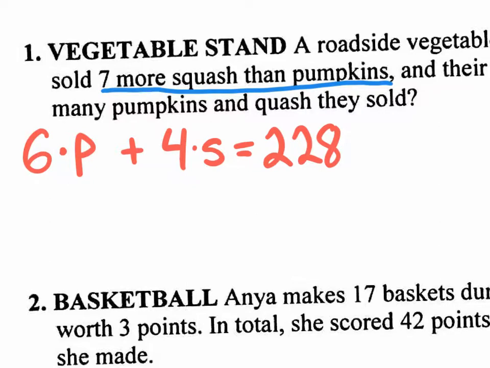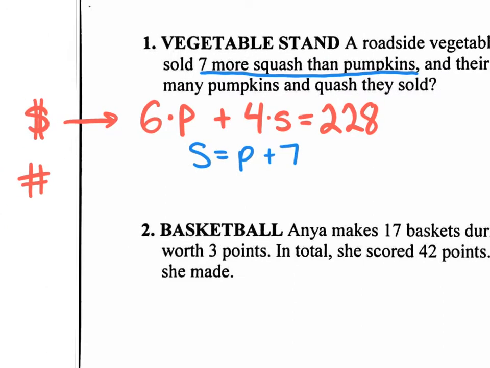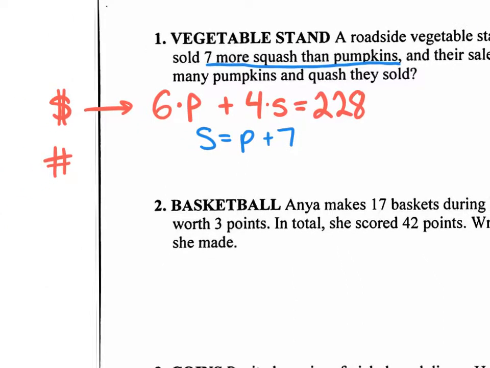So let's write that down. Squash, let's put S, equals 7 more than pumpkins. How am I going to write that? 7 more than pumpkins. P plus 7. Remember, less than, more than, you switch the order, right? So anyway, these are the two equations. One was based on money. One was based on the number. So we have right here a system that we need to solve.